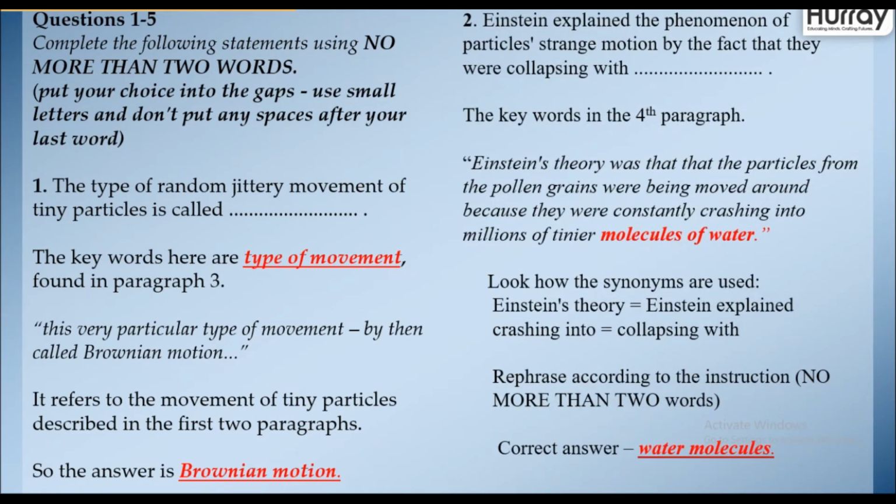Here is another example. Your statement is, Einstein explained the phenomenon of particles' strange motion by the fact that they were colliding with dash. The key words are in the 4th paragraph. Let's analyze the 4th paragraph. Einstein's theory was that the particles from the pollen grains were being moved around because they were constantly crashing into millions of tinier molecules of water.